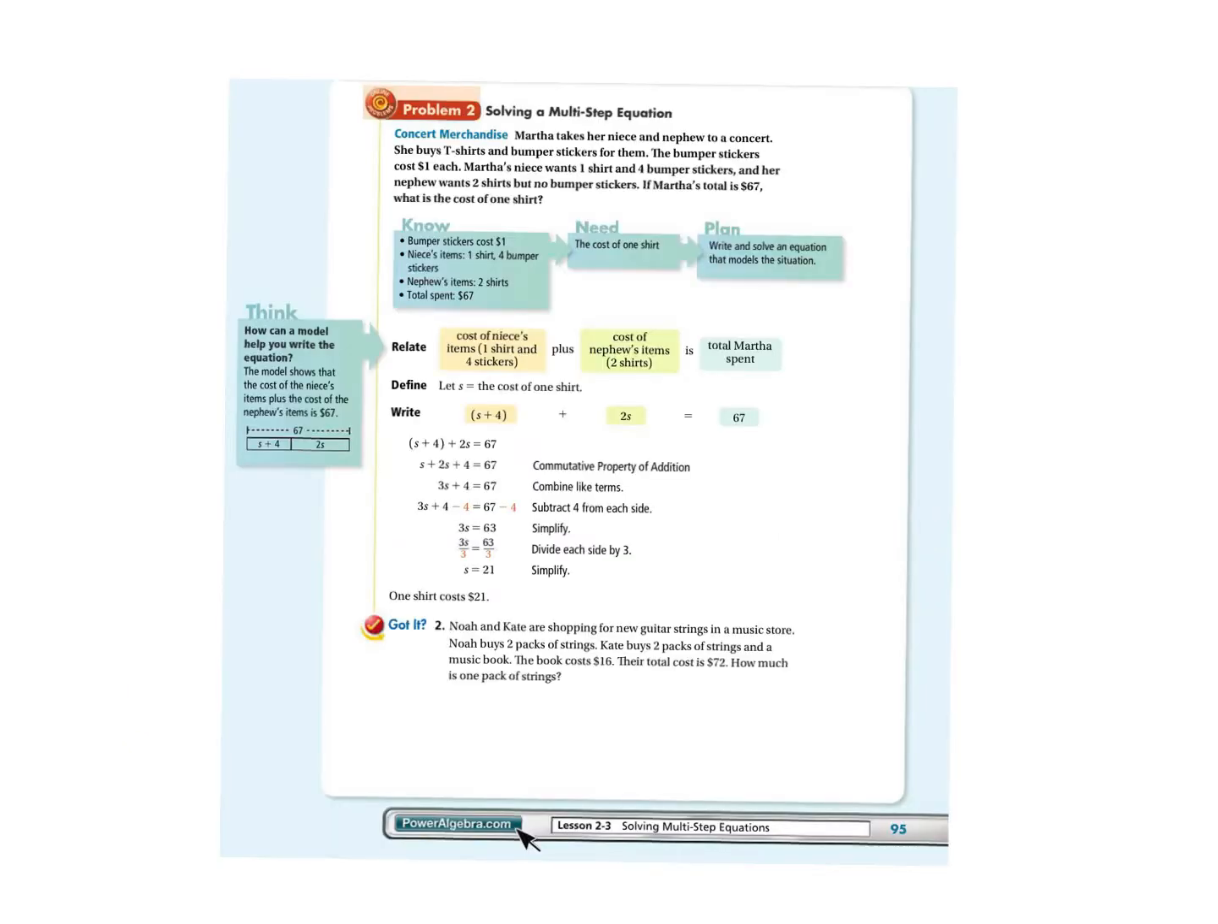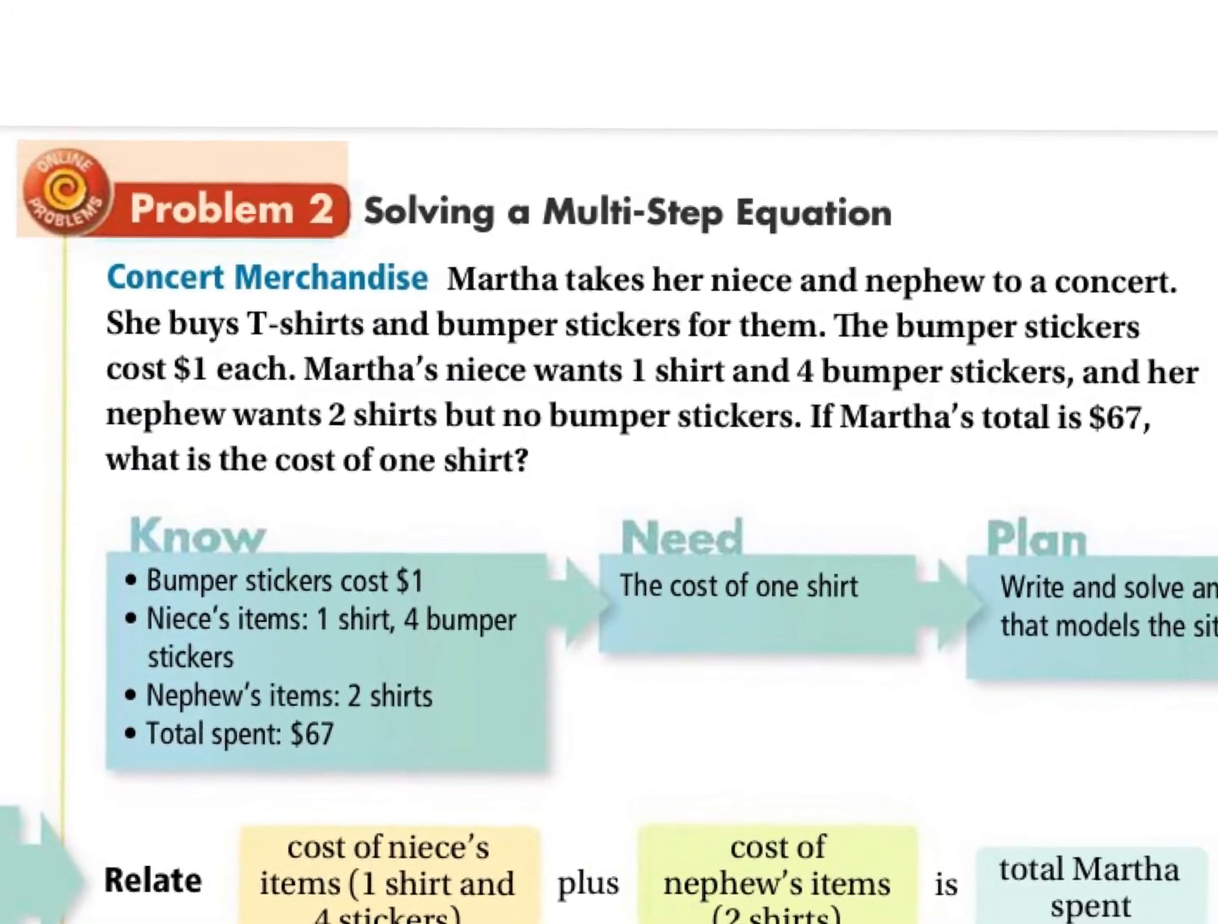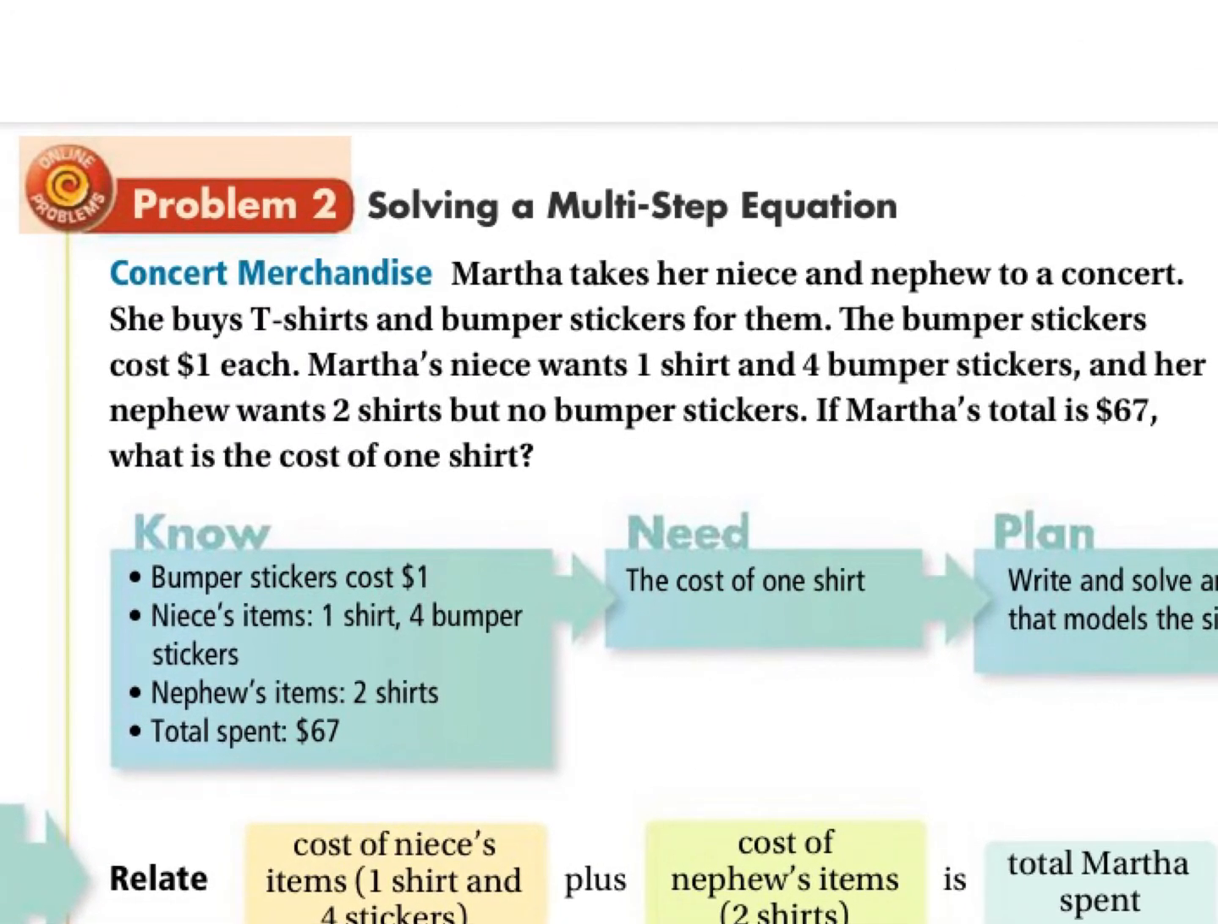Problem 2, we've got a story problem, word problem, whatever you want to call it. Martha takes her niece and nephew to a concert. She buys t-shirts and bumper stickers for them. Bumper stickers cost $1 each. Martha's niece wants 1 shirt and 4 bumper stickers, and her nephew wants 2 shirts but no bumper stickers. The total is $67. What is the cost of 1 shirt?